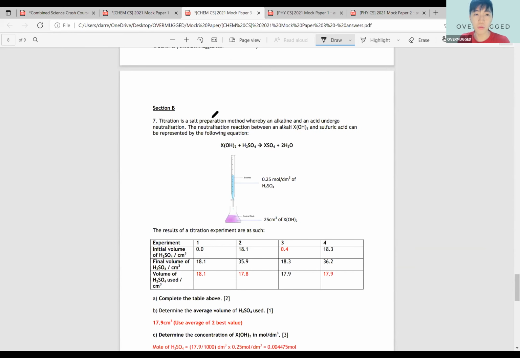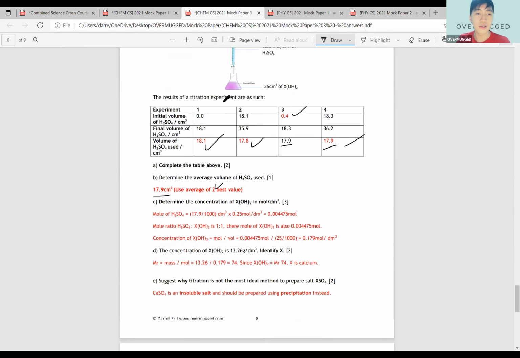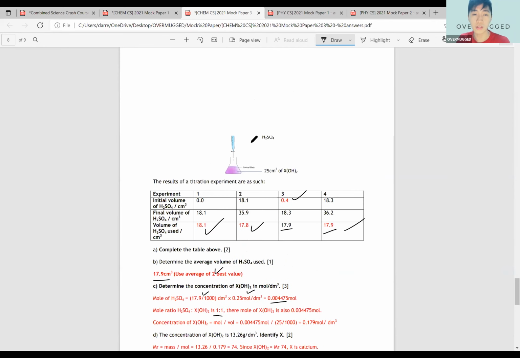Section B, almost there. So let's push through. Okay, for section B, the numbers, I think all of this you can calculate on your own. Take note that for titration, we always use the best of the two closest values, right? So 17.9, 17.9. So I just use 17.9. Okay, so how do we find concentration? We just need to take the volume multiplied by concentration to find mole. Then we compare the mole ratio based on the chemical equation, 1:1.